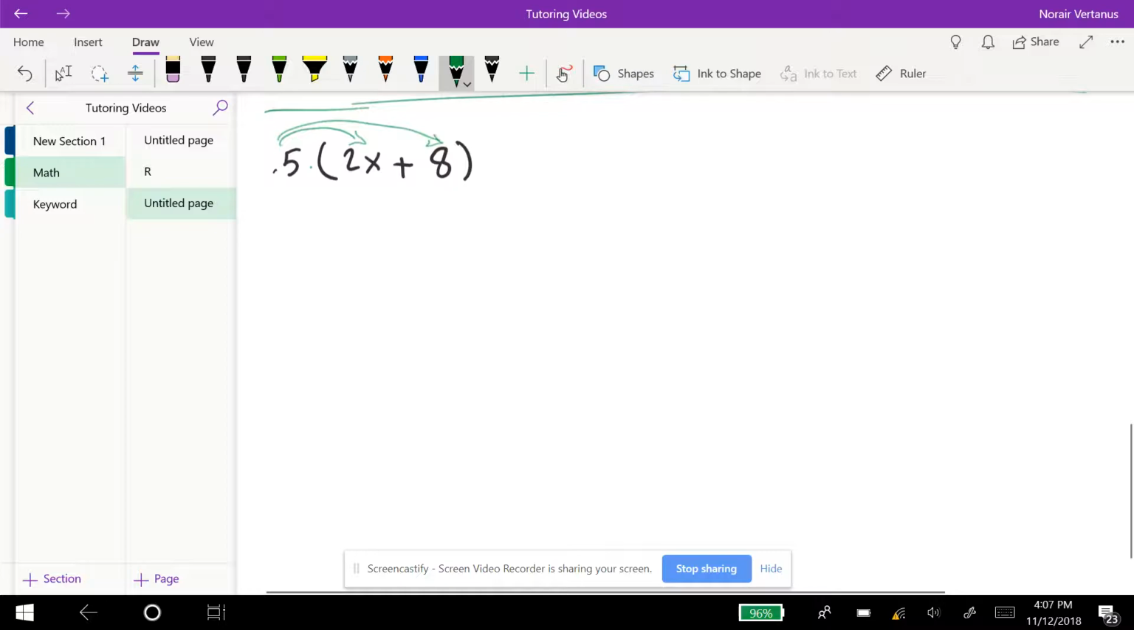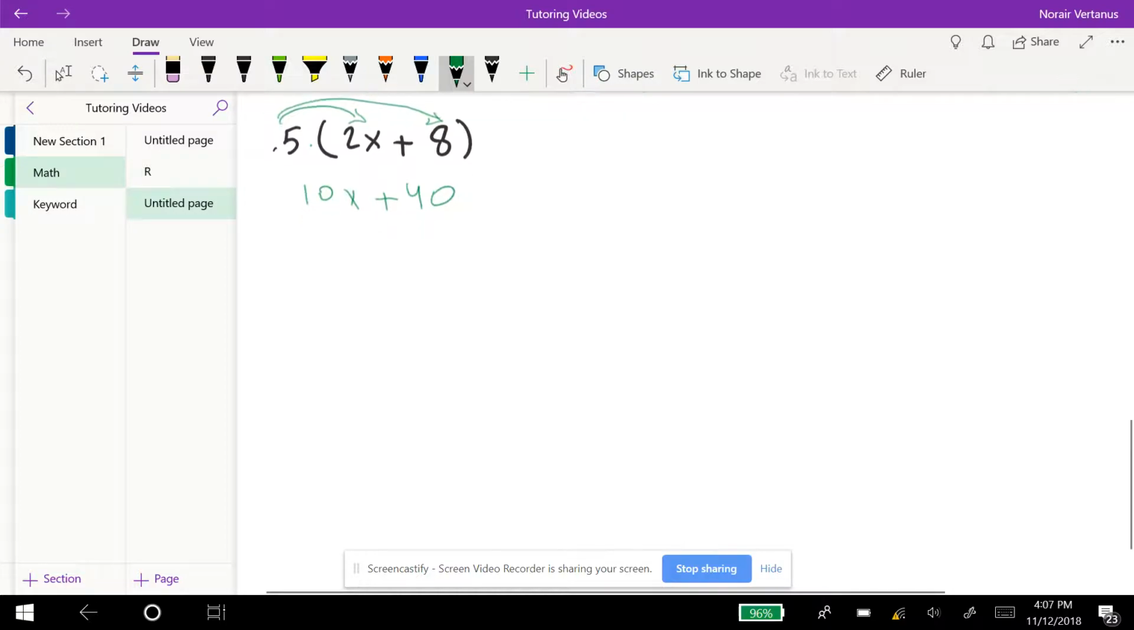parts. So 5 times 2x is going to be 10x. And then 5 times 8 is 40. There's a plus sign, it's going to be positive 40. That's distribution of a monomial by a binomial. Now, how about distribution of a binomial by a binomial?